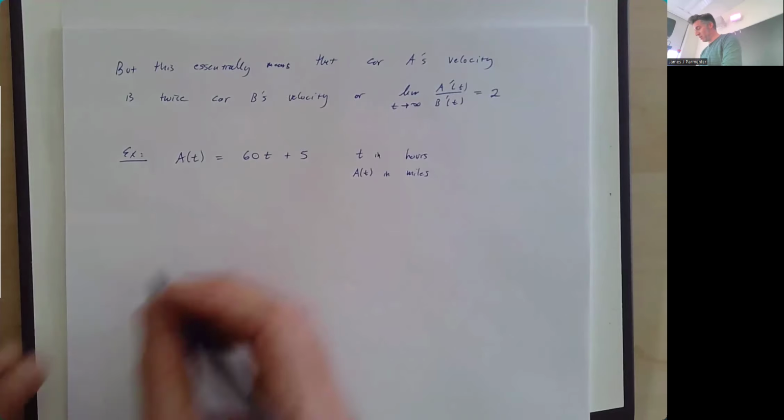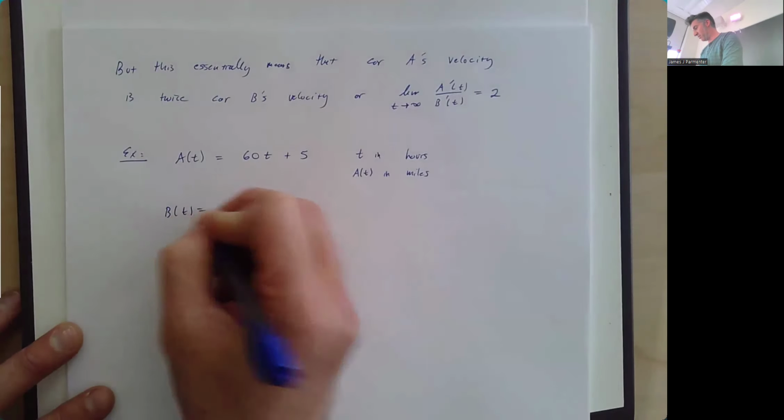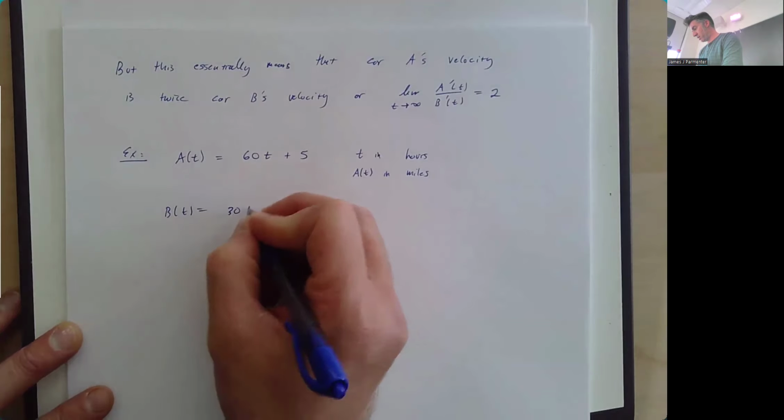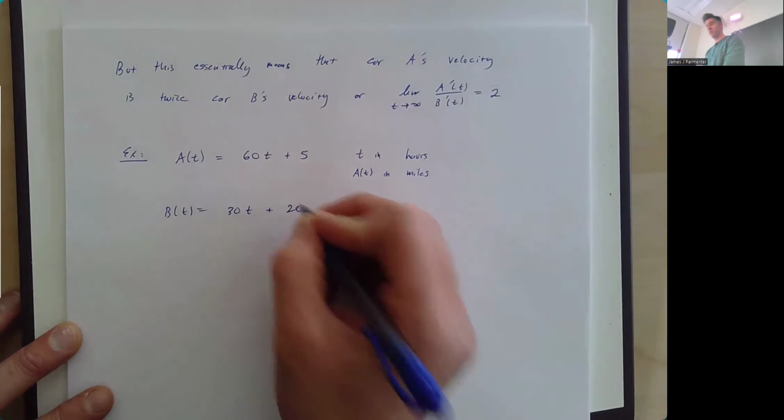Okay. And then similarly, you can say that B of t is something like 30t plus 20.